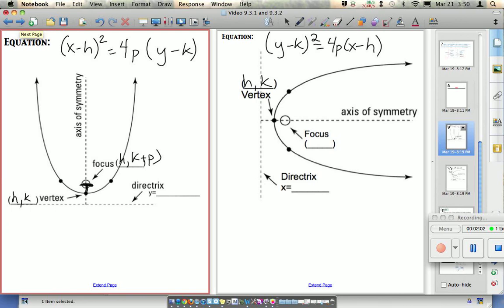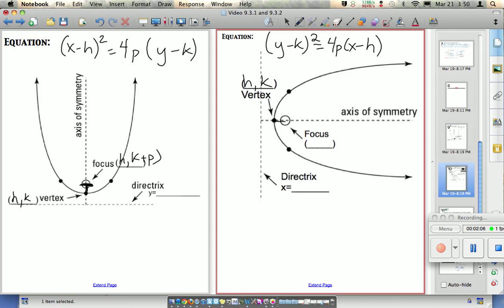But notice in the sleeper, so now we're on the right-hand side here, the focus will be p to the right or to the left, depending on the value of p. So we say that it's (h plus p, k). So knowing your p value is important in order to find your focus.